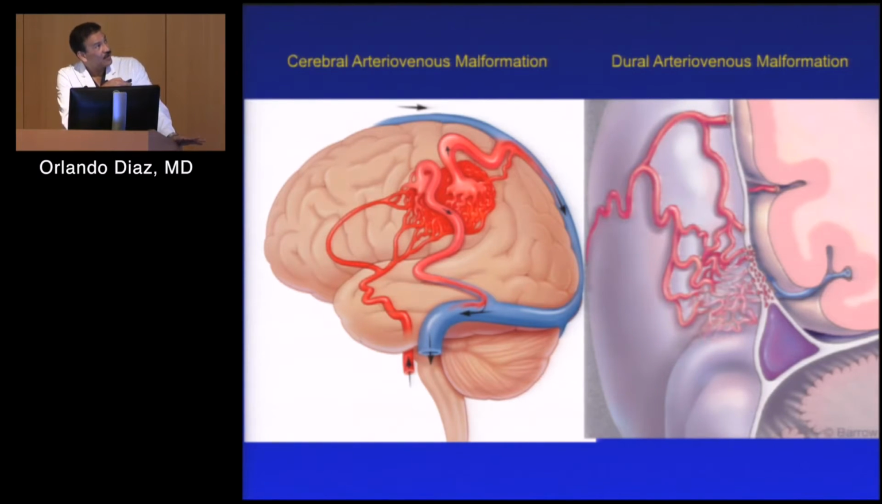But this one is another vascular malformation, and it's not in the brain. The brain is covered by three layers. The strongest one is the dura. Dura in Spanish means strong. So you can have that connection, that tangle of vessels, in the dura, and we call that a dural arteriovenous malformation. So the brain is affected indirectly in the dural case.